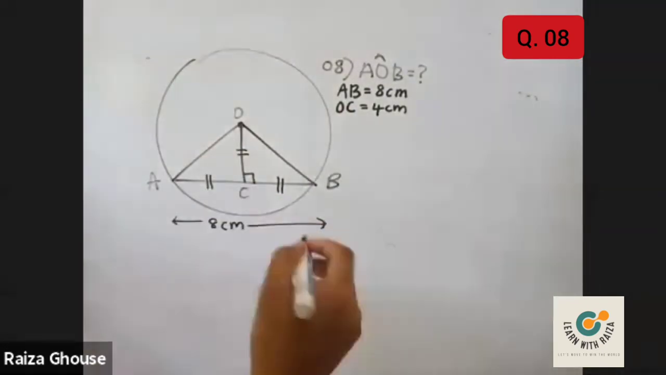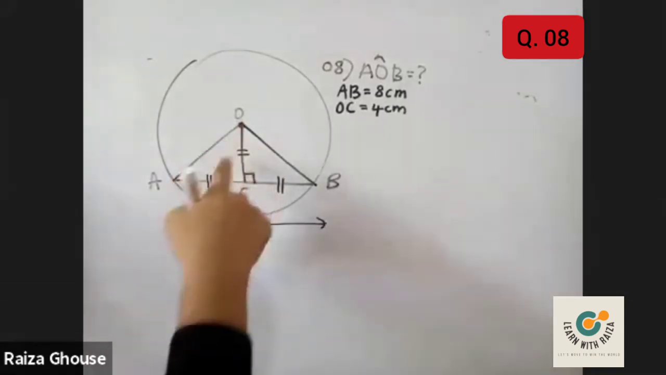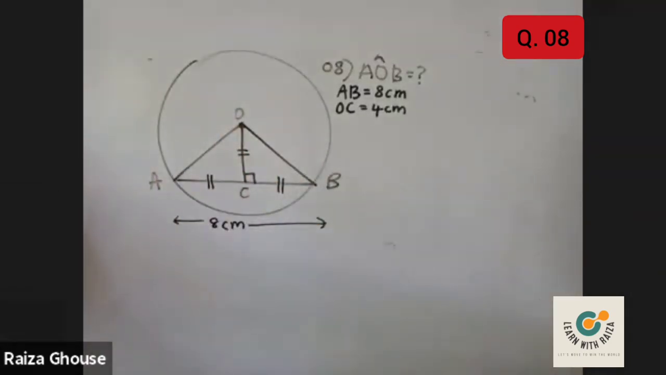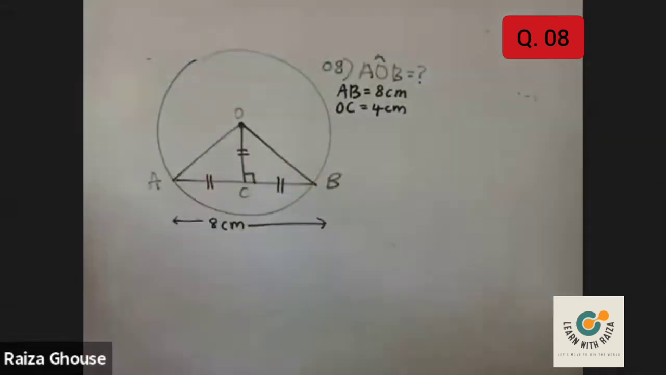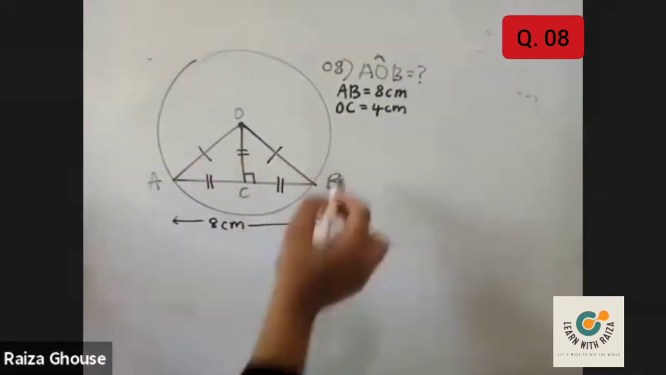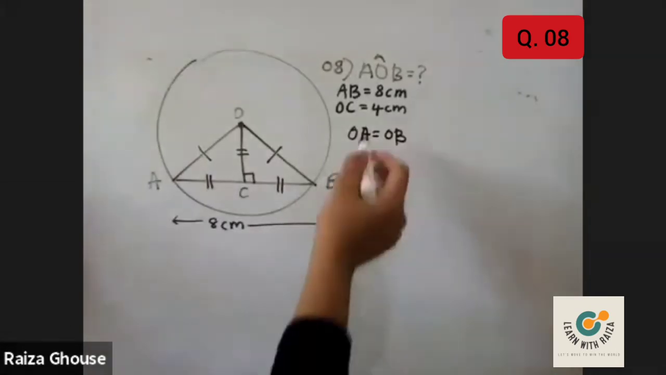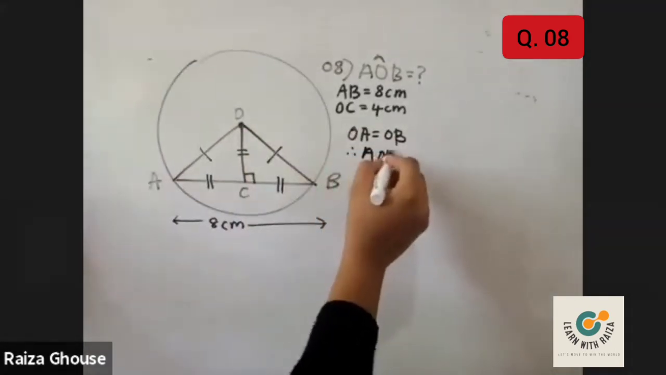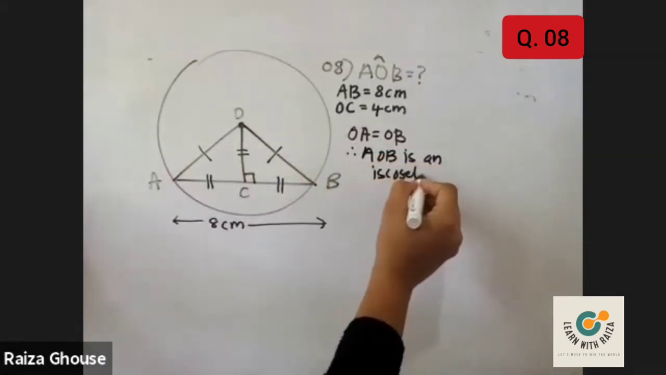So now I can understand that OAB triangle. OAB, this is the triangle. What can you tell about this triangle now? Here see, OA and OB are radius. So OA is equal to OB. Same radius. Now this is an isosceles triangle. Therefore, AOB is an isosceles triangle.